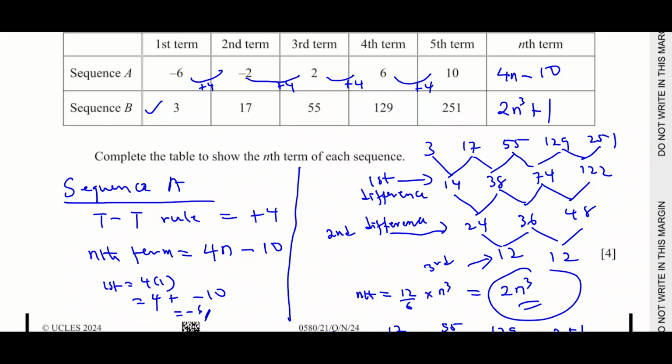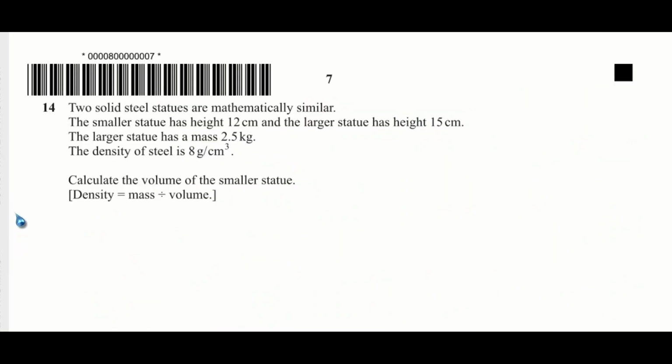So let's go to the next question, question 14. Two solid steel statues are mathematically similar. The smaller statue has height 12 centimeters and the larger statue has height 15 centimeters. The larger statue has a mass of 2.5 kilograms. The density of the steel is 8 grams per centimeter cubed. So you need to watch out for the units: this is grams and this is kilograms.